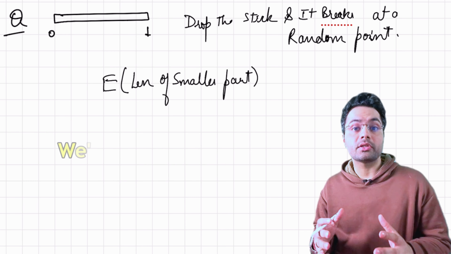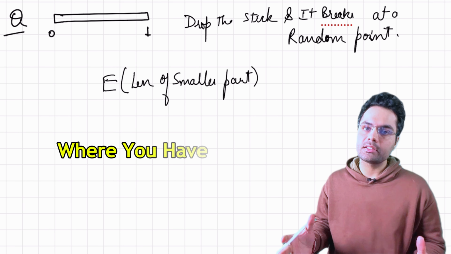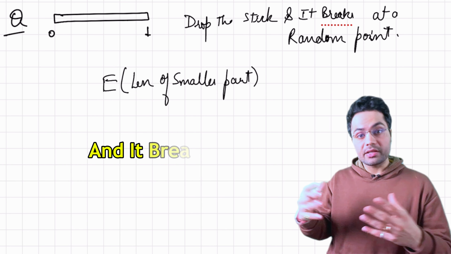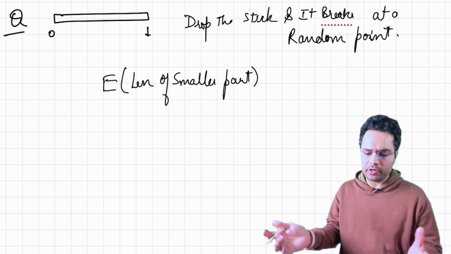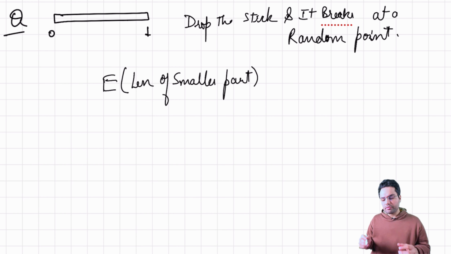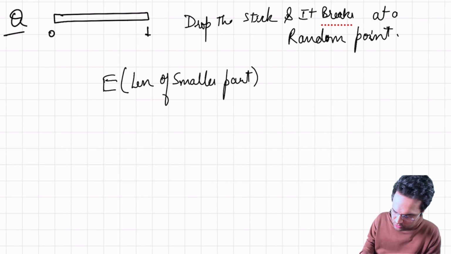All right, so in today's video, we're going to talk about a simple problem where you have a stick of unit length 1, okay? And we drop the stick from a height and it breaks into two parts, okay? And this point of breaking, as you can see on the screen, is pretty random, right? So we want to figure out, let's say the stick breaks into two parts, what is the expected length of the smaller part? Okay, so let me just visually explain you.